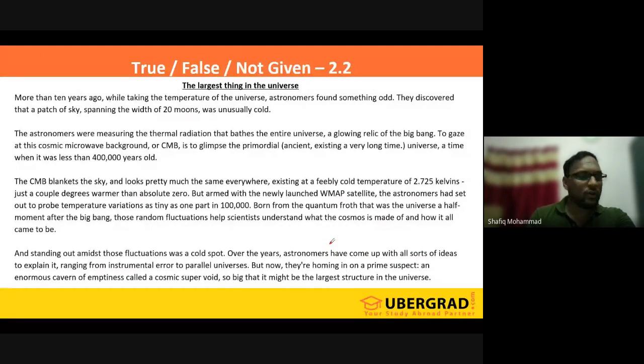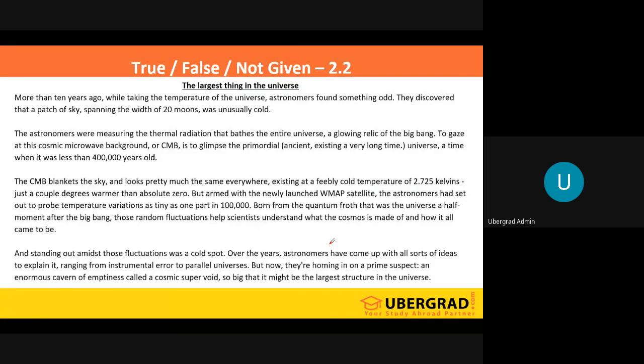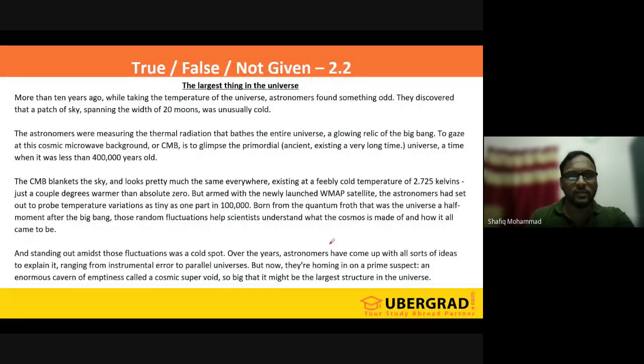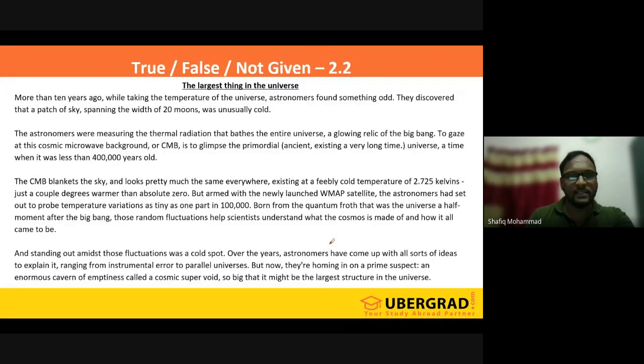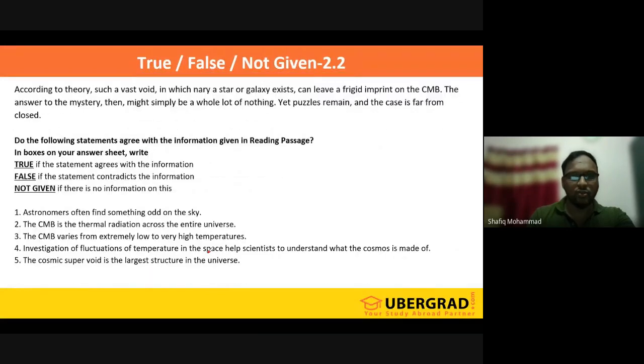Those who have these handouts with them already, the handouts are uploaded on ubergrad.com. If you don't have this handout, you can take a pic of this slide. Those who have just joined, those who are very new to it, you can take a pic of this slide, and I'll keep this slide open. Will that be okay? Yes. So take a pic of the questions slide.